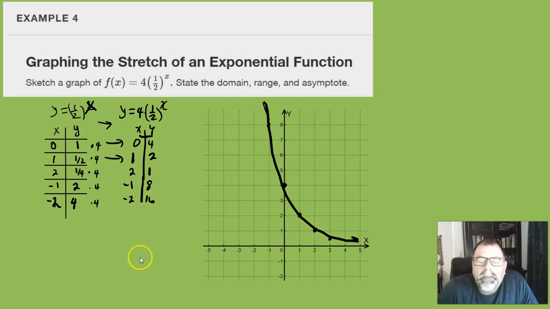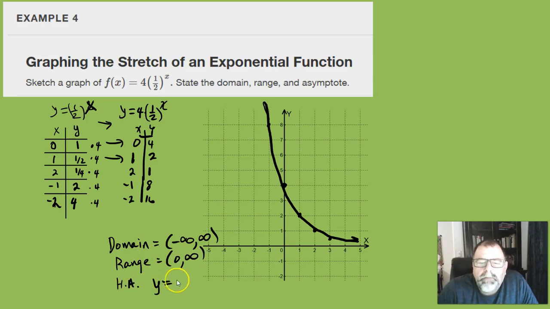And then the domain is going to remain unchanged, so negative infinity to infinity, all real numbers. Range remains unchanged, so 0 to infinity. And the horizontal asymptote remains unchanged: y equals 0.